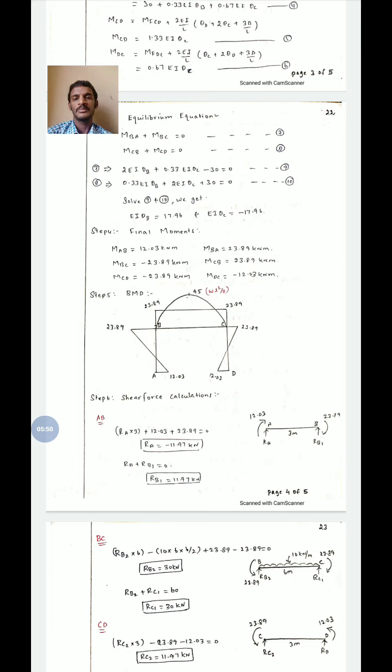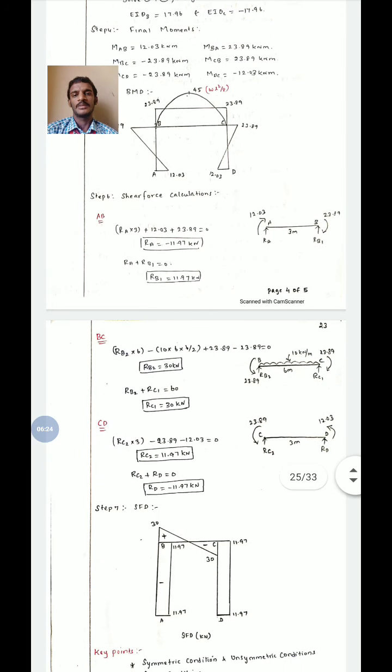Before drawing the bending moment diagram, we have to calculate the maximum bending moment. For the AB and CD columns, there is no load acting, therefore there is no maximum bending moment for those portions. And for the BC portion, there is a UDL load acting. For the UDL condition, the formula is WL squared by 8. Substituting that, we will get the maximum bending moment for the BC portion as 45 kilonewton meter. Using the maximum bending moment and the final moments values, we have to draw the bending moment diagram as shown in step 5.